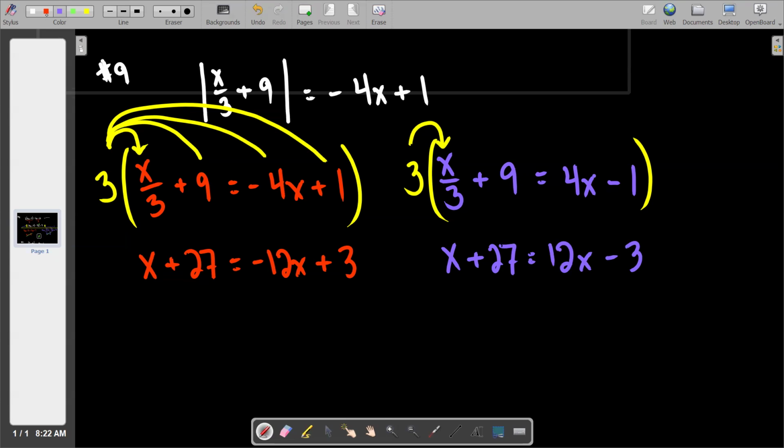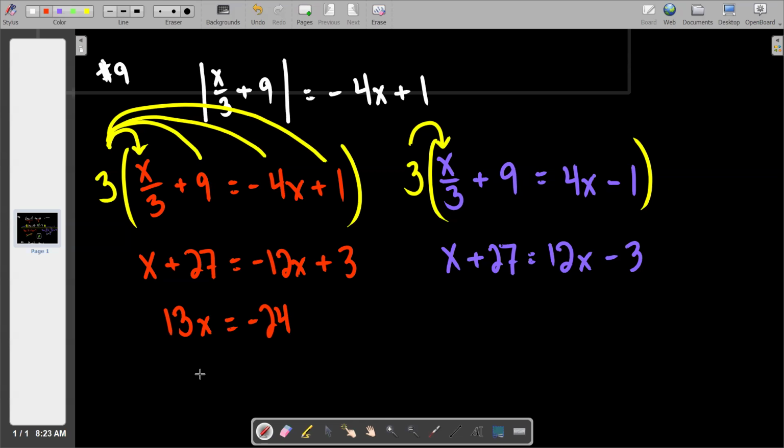So for the red equation, I'm going to add the 12x across with his friend, and they're going to make 13x's. Then I have to subtract the 27 over with his friend, and 3 minus 27 is negative 24.